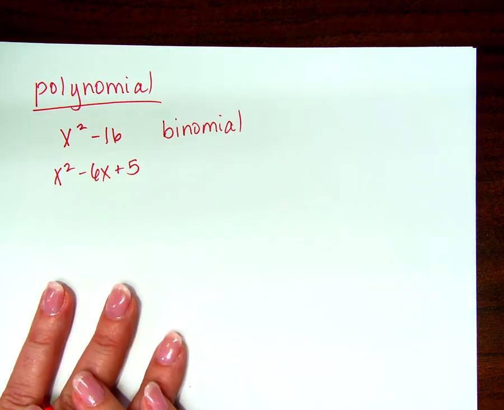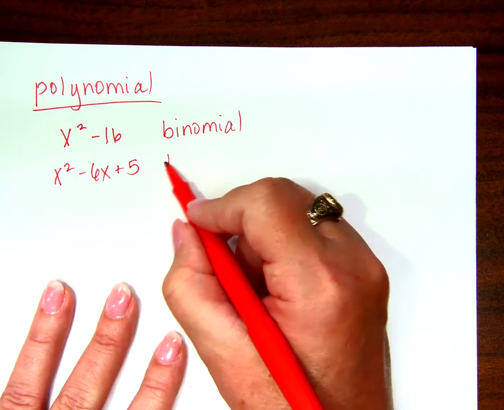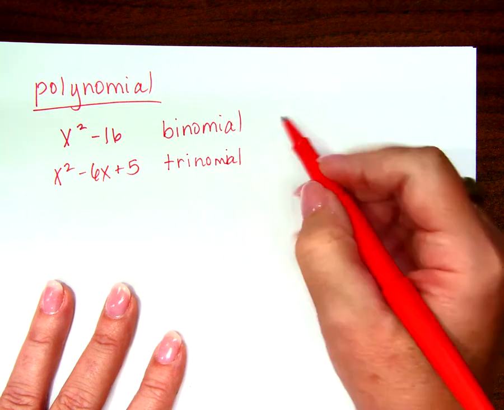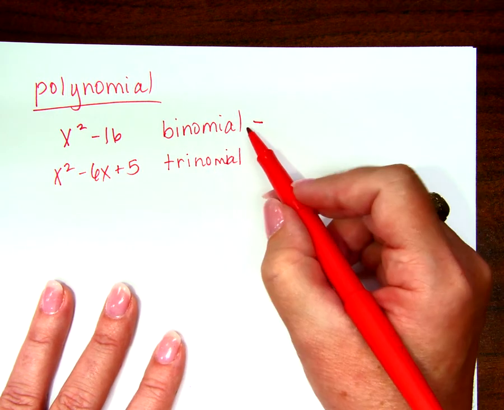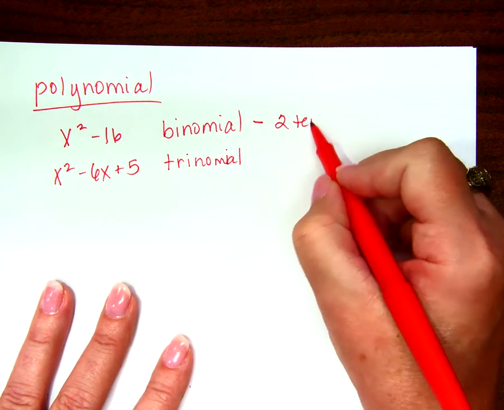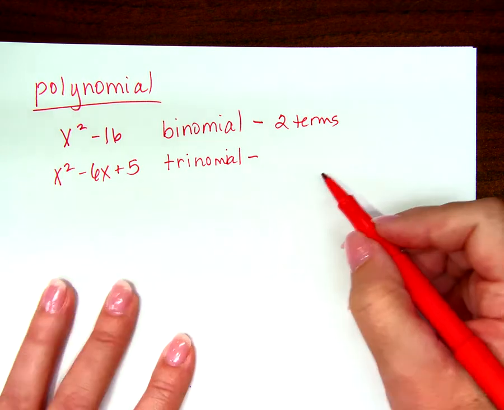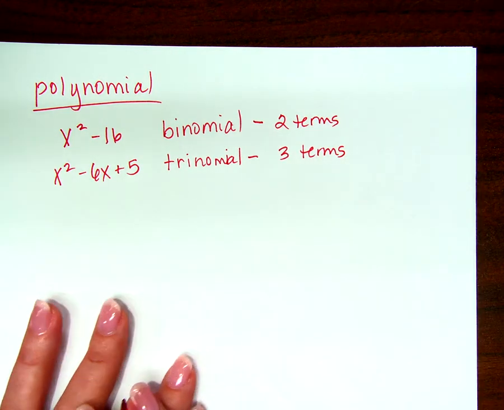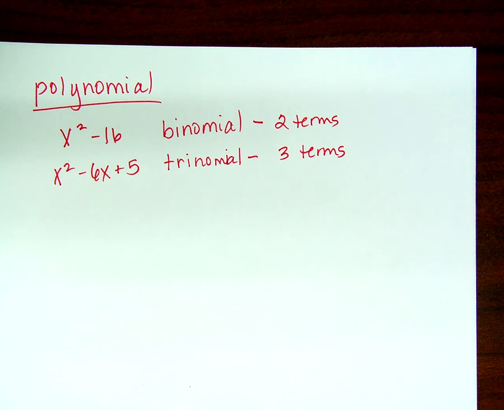What do you think? Trinomial. Wait, why is this called a binomial? It has 2 terms. And why is this called a trinomial? 3 terms. Everybody okay with me being able to use that vocabulary today in class? Okay.